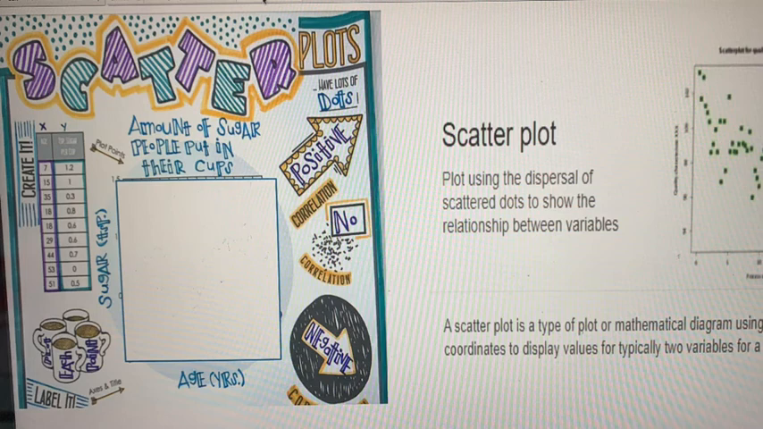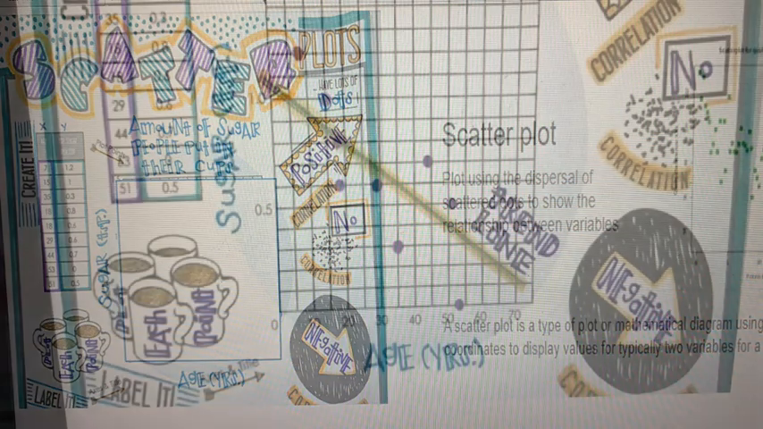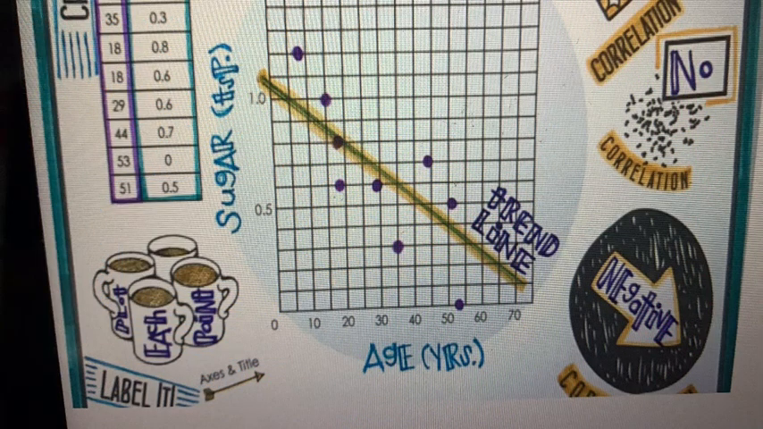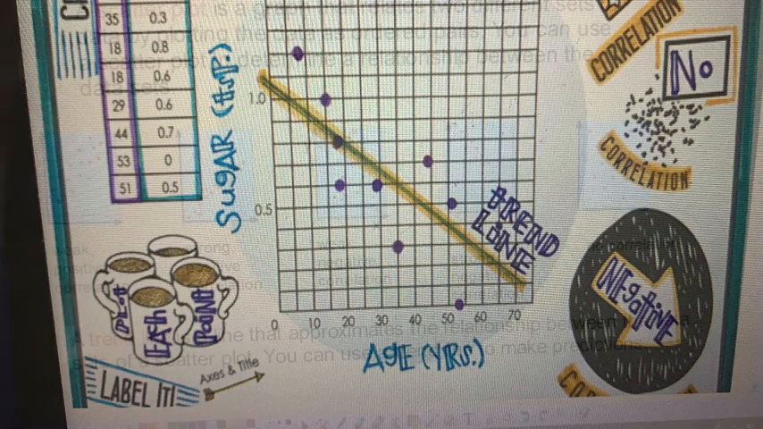You can see here I'm going to be plotting those points of the amount of sugar people put in their cups. Sugar is my Y value and age in years is my X value. And I can see here that as people get older, they use less sugar in their cups. And I've drawn in a trend line that shows me that I have a negative relationship.